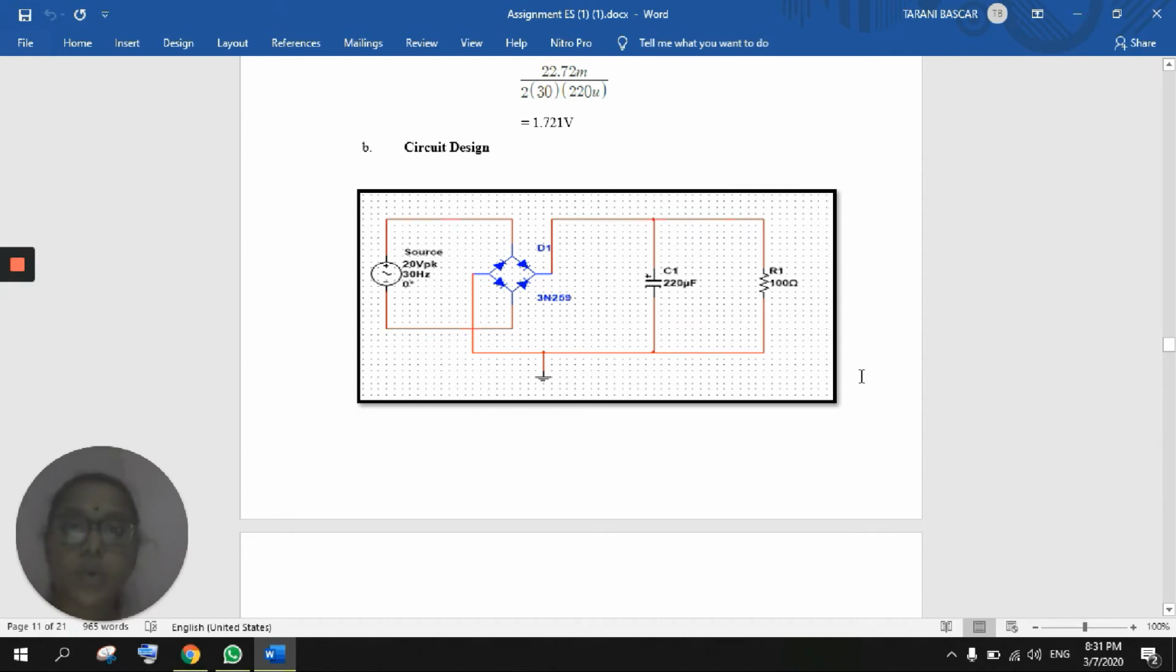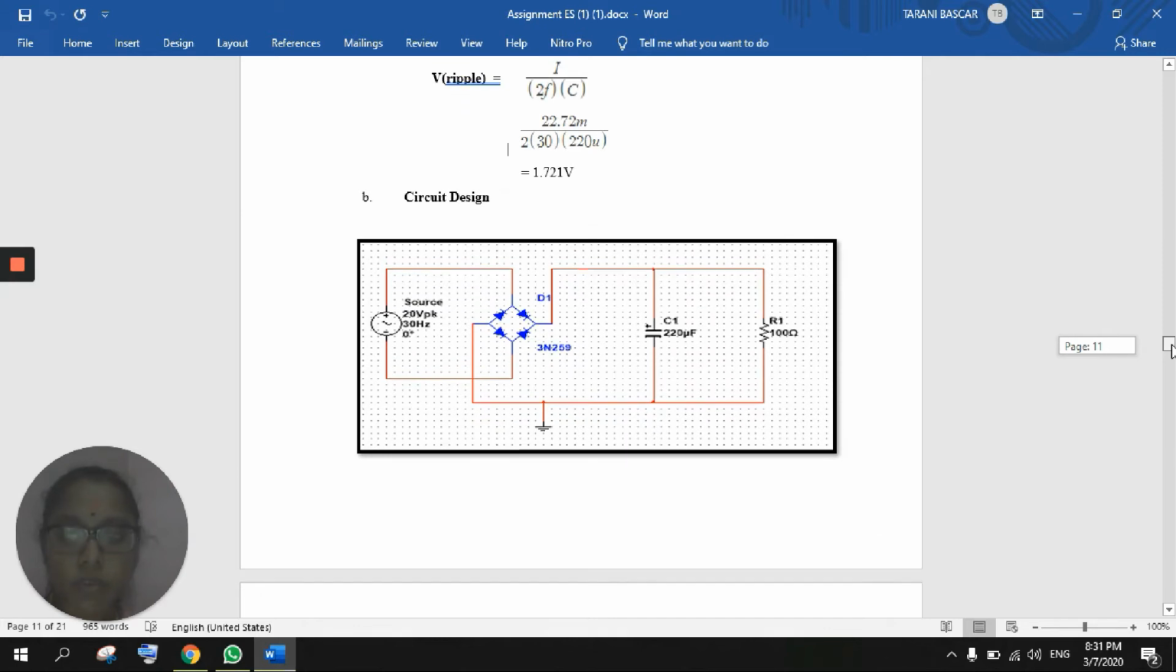In the rectifier circuit, you have only given one specification, sir. You have only given one requirement, whereby we have to use a capacitor of 220 microfarad. So this is the capacitor we have used, which is 220 microfarad, and a full wave bridge rectifier with a 100 ohm load, with a source of 20 Vpk and 30 hertz of frequency. So this is our circuit, sir.